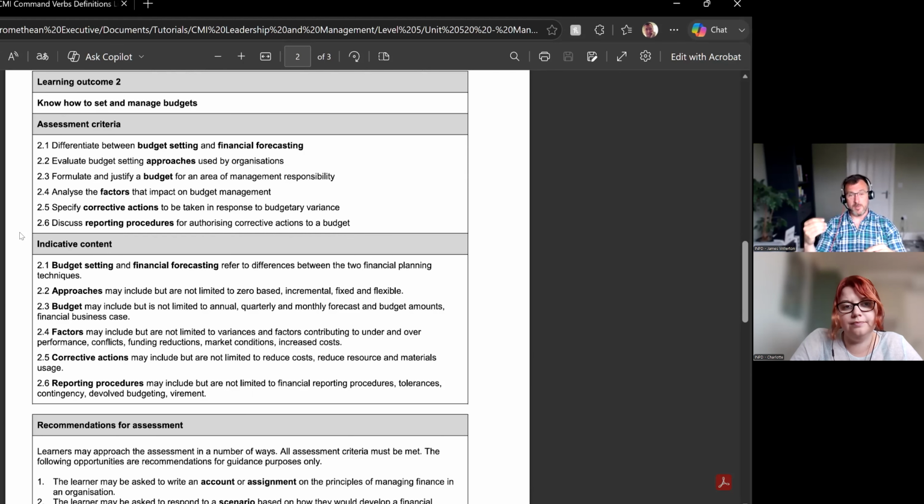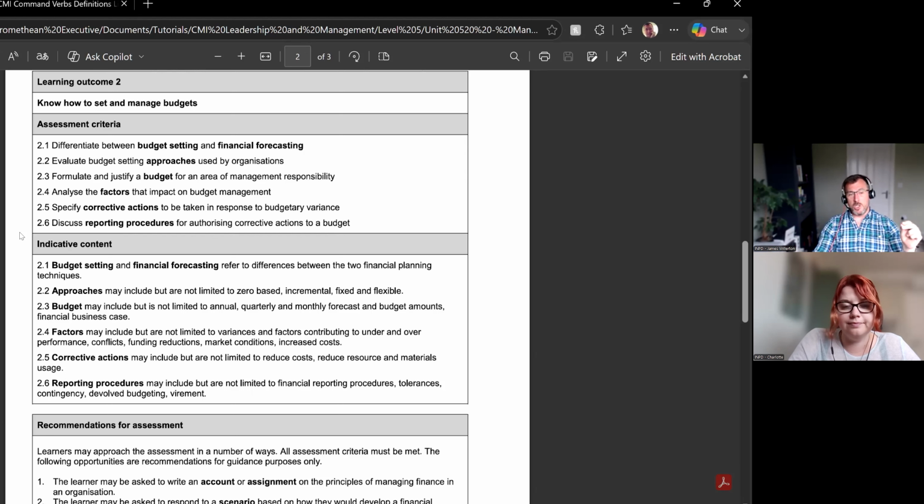So one paragraph on budget setting, another paragraph on financial forecasting, and then you're going to really dig between the two about what the real similarities but key differences are between budget setting and financial forecasting. There's a relationship between the two, but they're not the same thing. Why are they not the same thing? What are the key differences?